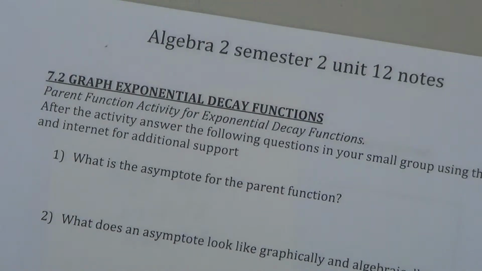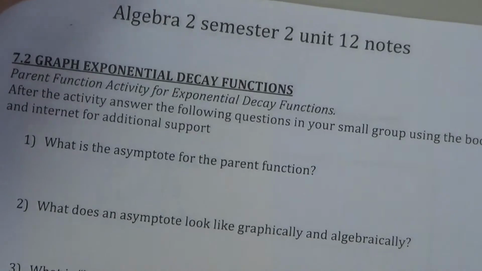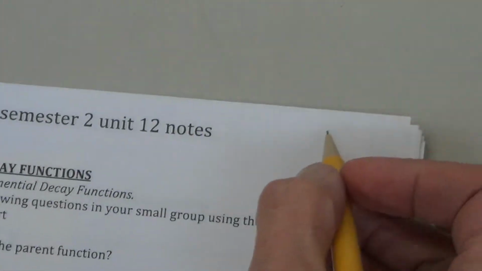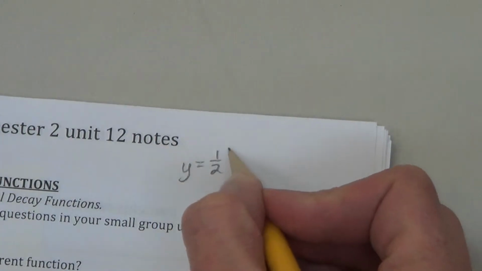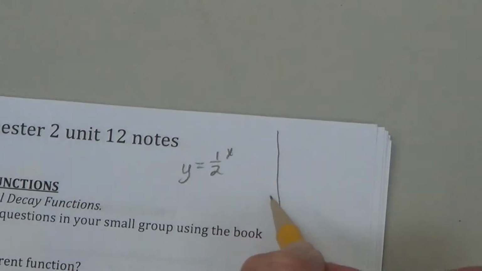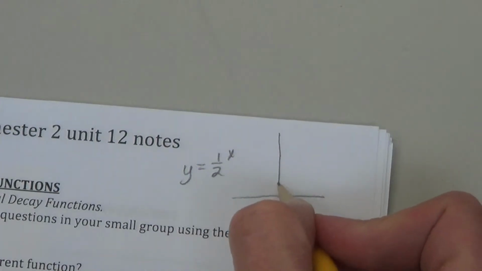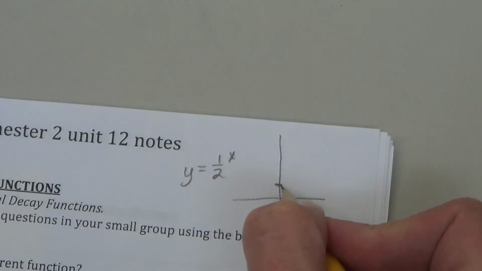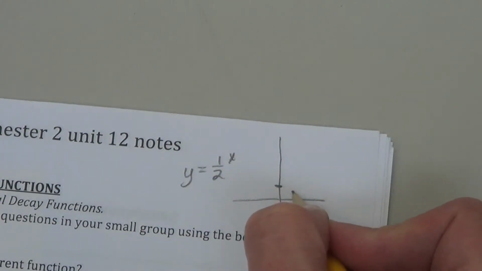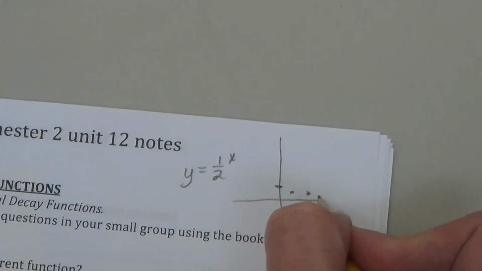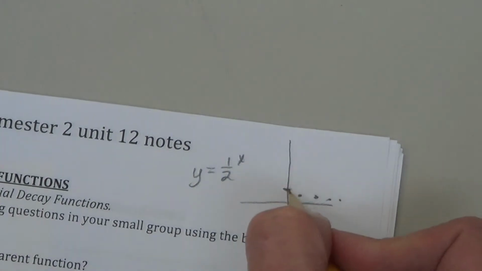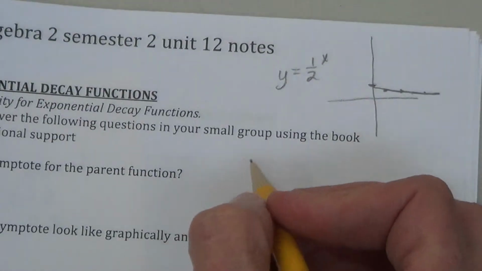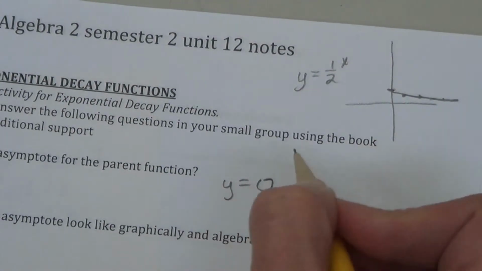Okay, so what is the asymptote for the parent function? Well, let's go back to what the exponential decay parent function was. The exponential decay parent function was y equals 1/2 to the x. So when x was to the 0th power, it was equal to 1. But as we went to the right, every value became half of the previous one, just like our candy bar, but it never ever hits 0. So our asymptote is y equals 0.